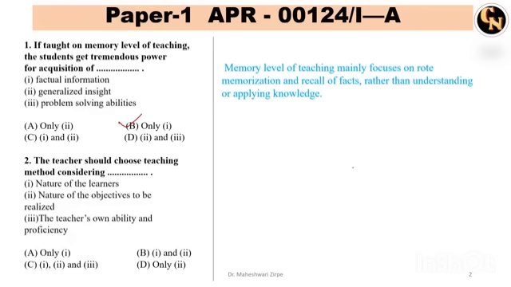The teacher should choose teaching method considering dash. So the option is nature of learning, nature of the objectives to be realized, the teacher's own ability and proficiency. So the teacher should choose the teaching method considering all the three factors actually. Nature of learning also you should consider, nature of objectives to be realized, and teacher's own ability and proficiency. So according to me, option C is the correct option. That is all 1, 2 and 3 are the correct one.